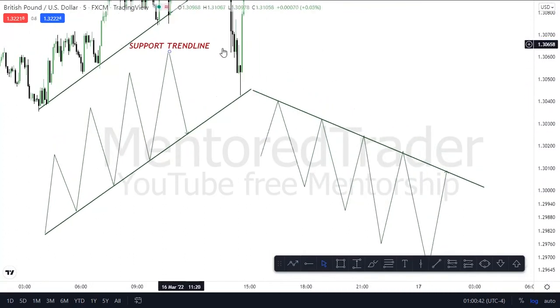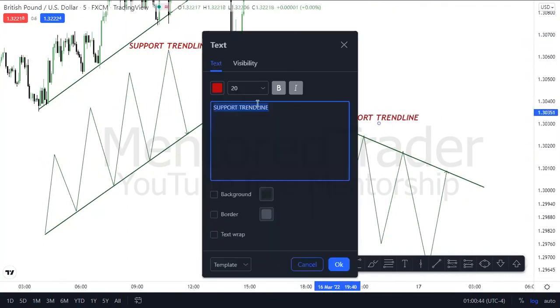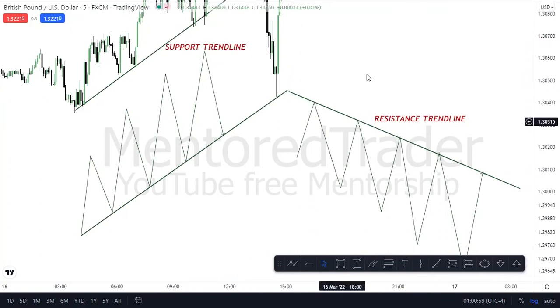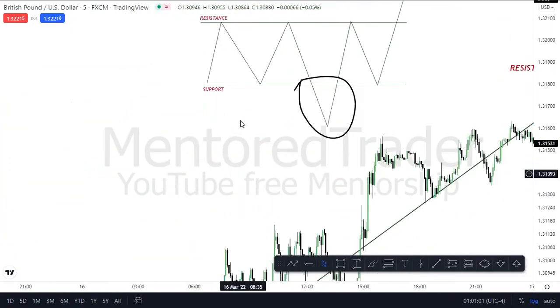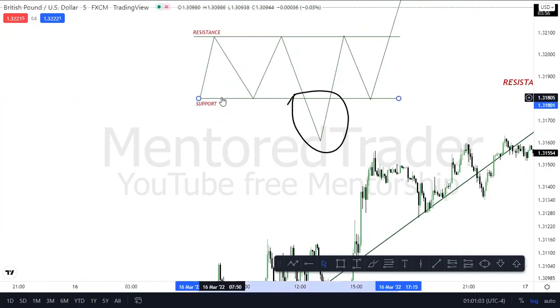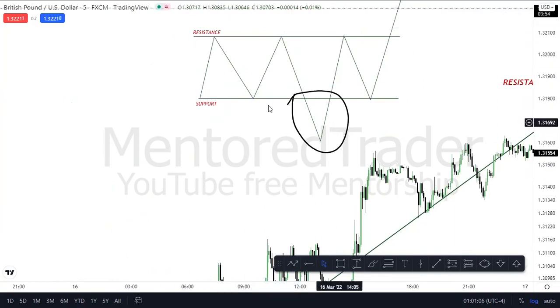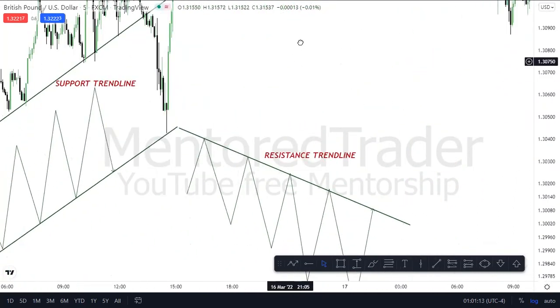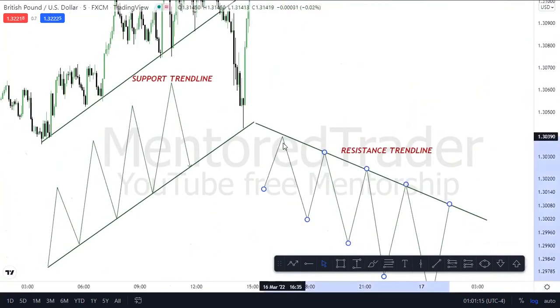But what to know later? Resistance. Resistance. Trend line. Support is below, resistance is above. Support is the floor, then resistance is the ceiling where the price is moving.